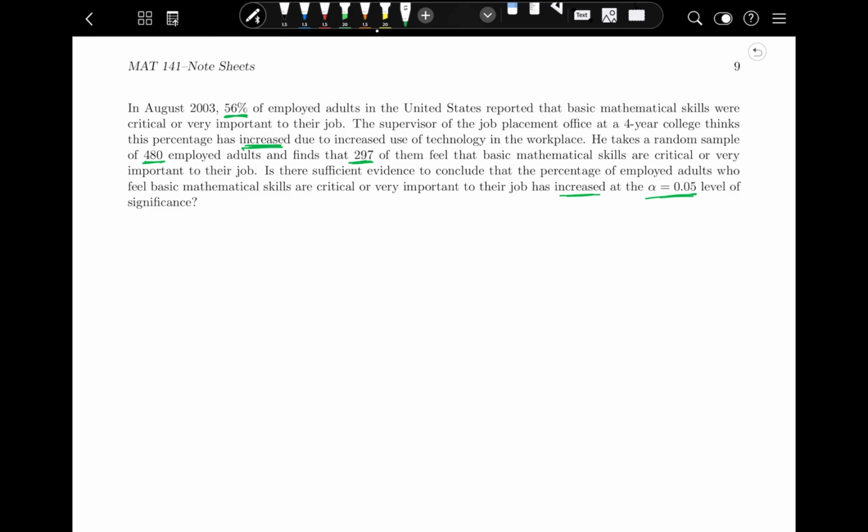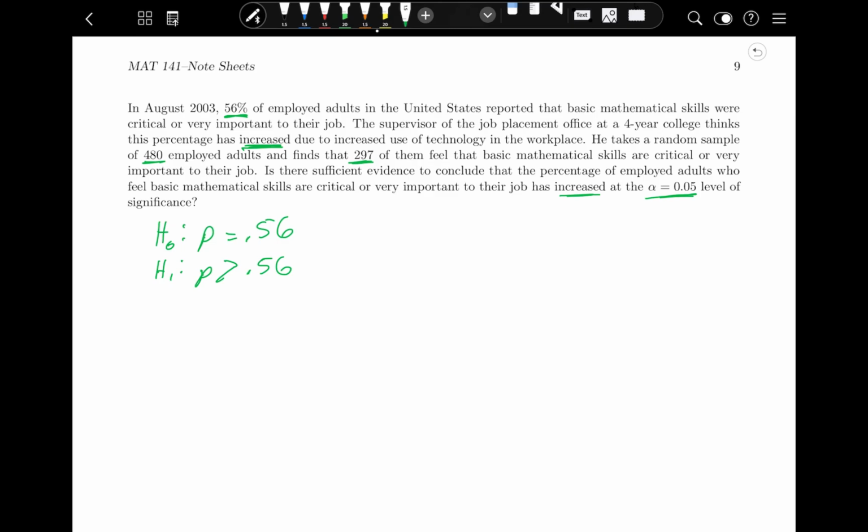Okay, so as I was reading that, I tried to underline the important information. So first of all, this 56 is the current number. So that's our P naught. So when I'm writing my hypotheses, we're going to have P equals 0.56, and then we're going to have P something 0.56. And then we have to decide which inequality symbol goes there based on whether we're changing, increasing, or decreasing. In this case, we're increasing, so that's going to be the greater than symbol.